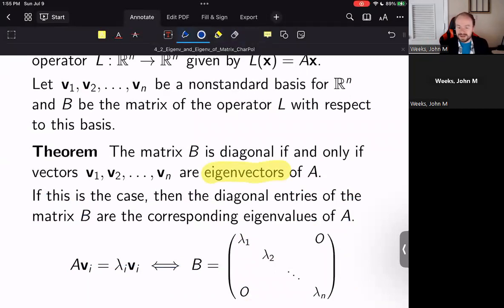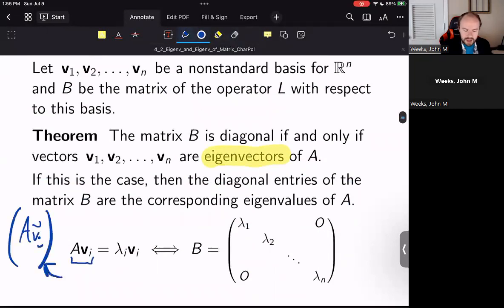You can kind of see this here, right? The way that you write things in terms of a specific basis is that you write them in terms of what happens to their basis vectors. The columns are given by A v_i. These are each of the columns of our matrix of a linear transformation with respect to a non-standard basis here. So our columns are given by A v_i. Well, what's happening if v_i is an eigenvector? Then this is lambda_i times v_i, lambda_i being the eigenvalue.